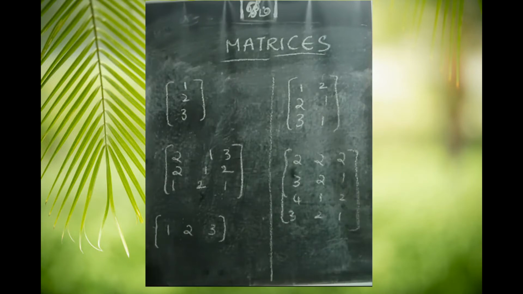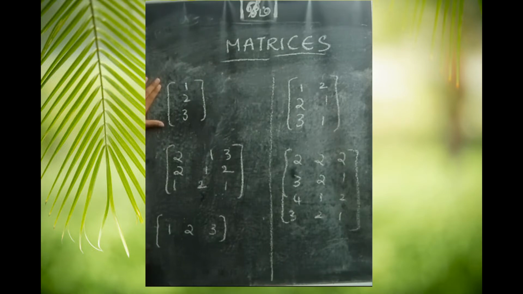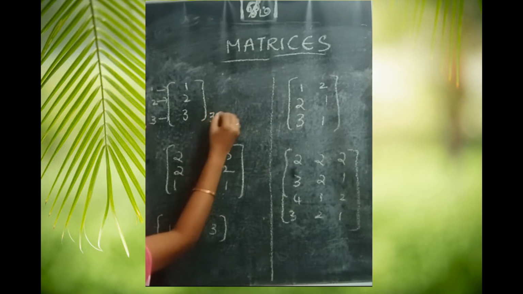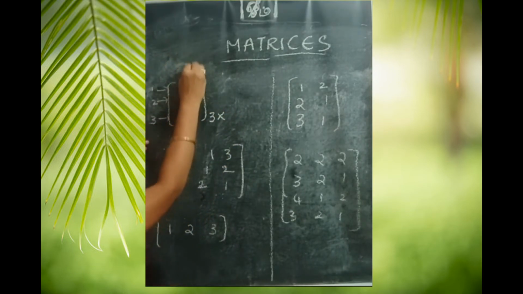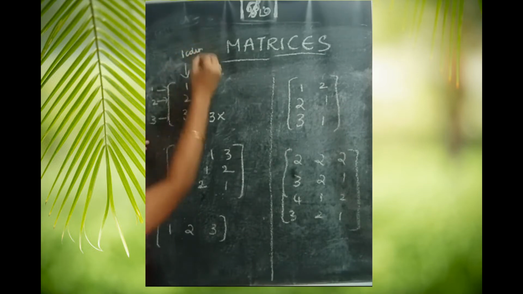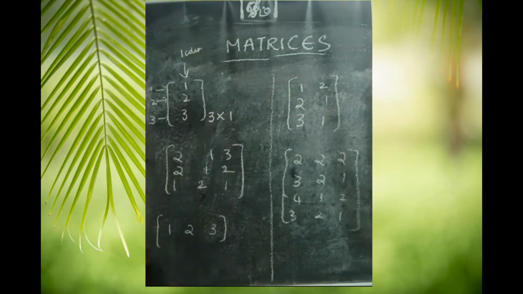Now, we will see some examples on order of matrix. That is, see here. First, we have to represent the row value. How many rows are there? 1, 2, 3. So, this is the first row, this is the second row. So, 3 by how many columns are there? Only 1 column. So, okay. Next, how many rows are there? This is the 1, 2, 3.